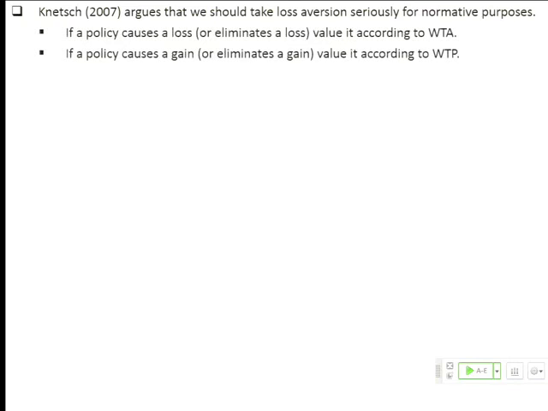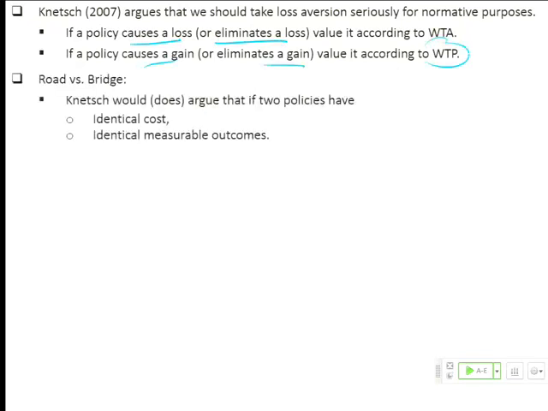So basically what he says is exactly what Dominic said. Right? If a policy actually does cause a loss, or if it eliminates a loss, I'll get to that in a moment, value it according to willingness to accept, and if a policy causes a gain or eliminates a gain, value it according to willingness to pay. Okay? So in the bridge versus bridge case, he would say that even if the 2 policies have identical costs and identical measurable outcomes, right? The actual measured outcome is that for X number of people traveling between town A and town B, travel time goes down by 10 minutes. We should choose on the basis of loss aversion.